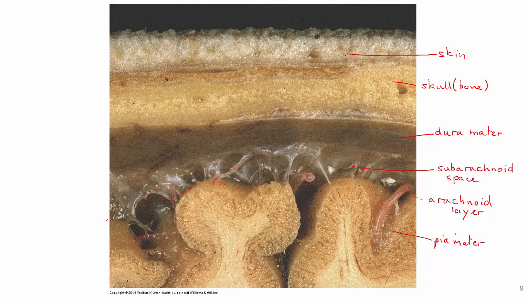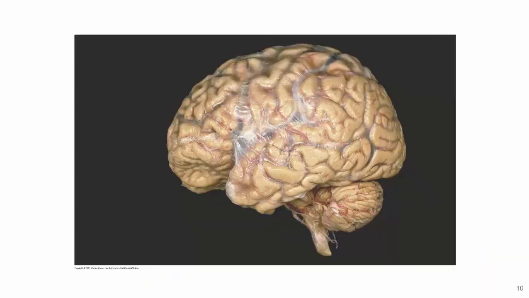So once more, going from superficial to deep, you have the dura mater, then the arachnoid mater, and then the pia mater. Or from deep to superficial, pia mater, arachnoid mater, and then the dura mater. In this particular image of the intact brain, everything has been removed, including the dura mater, but what remains is the arachnoid mater and the pia mater.